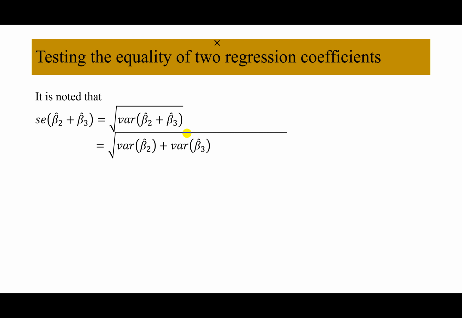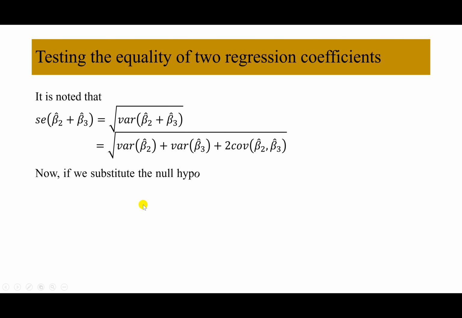It is noted that the standard error of beta hat 2 plus beta hat 3 is equal to the square root of the variance of beta hat 2 plus beta hat 3. So if we expand this expression, we get the variance of beta hat 2 plus the variance of beta hat 3 plus 2 times the covariance between beta hat 2 and beta hat 3.